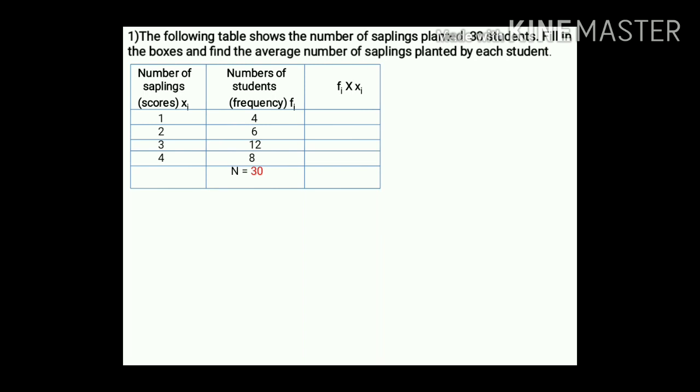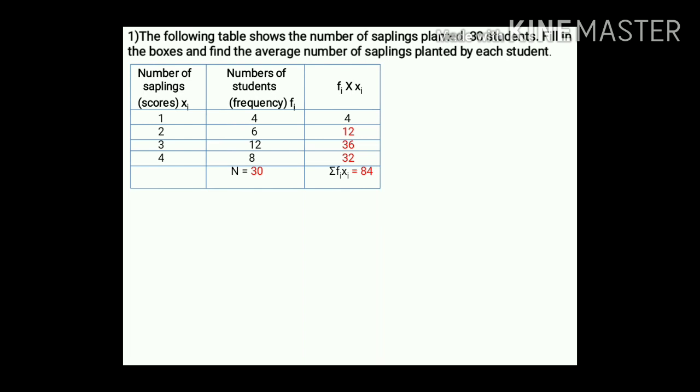So fi xi, how do we get it, children? We have to multiply score into frequency. What is the score, children? In the first box, 1. The frequency here is 4. So 1 into 4 we get 4. In the next, 2 into 6 we get 12. 3 into 12 we get 36. 4 into 8 we get 32. This way we have to find f into x, frequency into score. We get the third column answers.